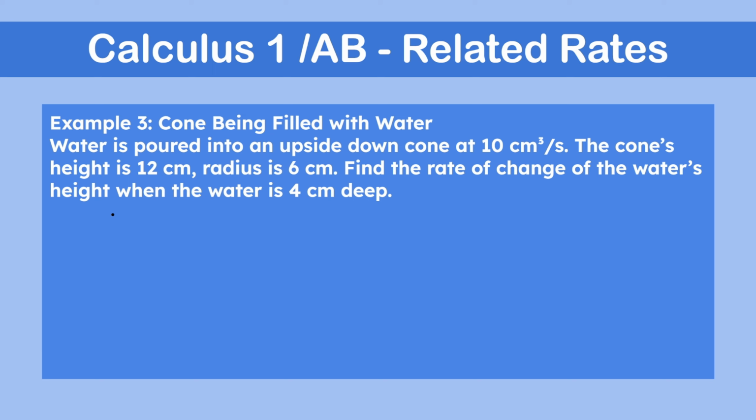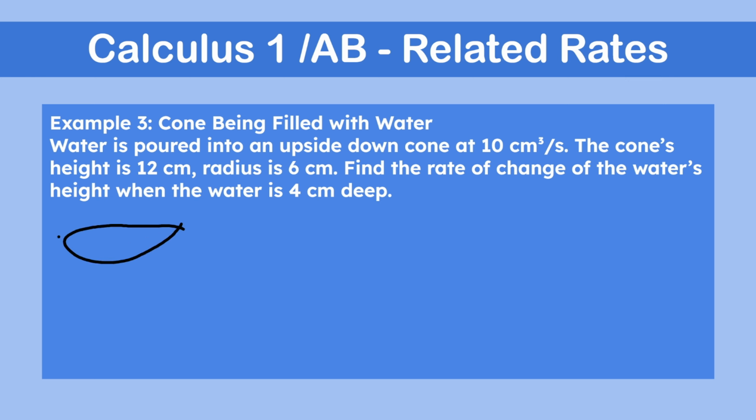Okay, so now you're being told that water is being poured into an upside down cone at 10 centimeters cubed per second, and that the cone's height is 12 centimeters, the radius is 6 centimeters, and we're trying to find the rate of change of the water's height when the water is 4 centimeters deep. So let's draw this out.